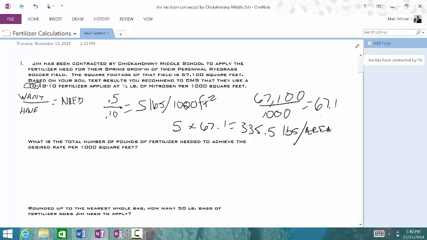Okay, so if I was to answer this question, to do that single application over that size of field at that rate with that fertilizer, then I would have to purchase 335.5 pounds in order to cover that field. So what's the total number of pounds of fertilizer needed to achieve the desired rate? So that answer would be 335.5 pounds.